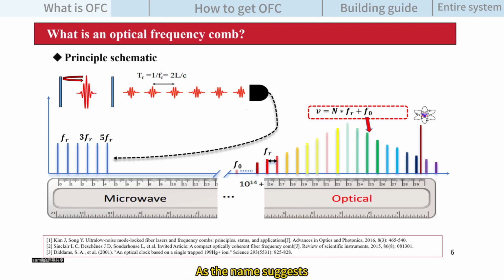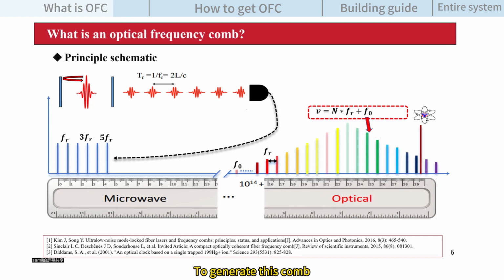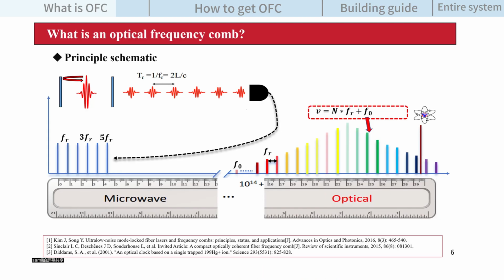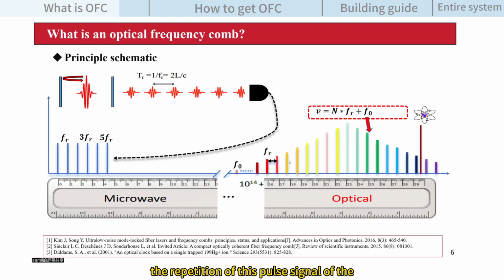And as the name suggests, it is a comb used to measure the optical frequency of a laser. To generate this comb, the frequency of each tooth must be fixed, and the frequency interval must also be fixed. So it can work as a ruler for measurement. And if you have studied digital signal processing, you might notice that this kind of ruler in the frequency domain appears as an ultra narrow pulse signal in the time domain. The repetition rate of this pulse signal is equal to the frequency interval.